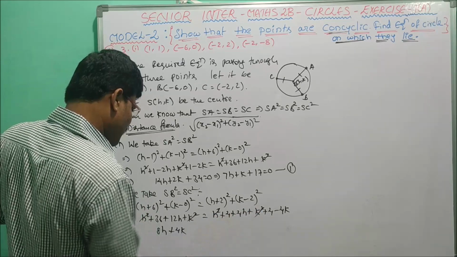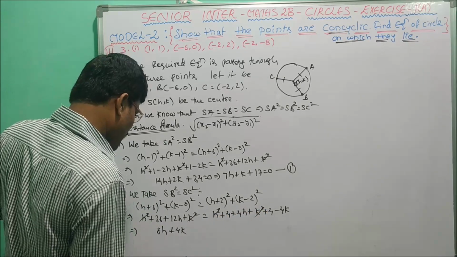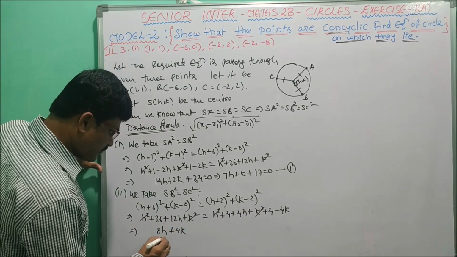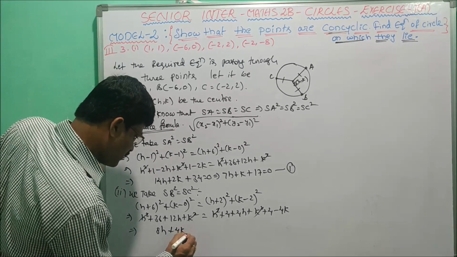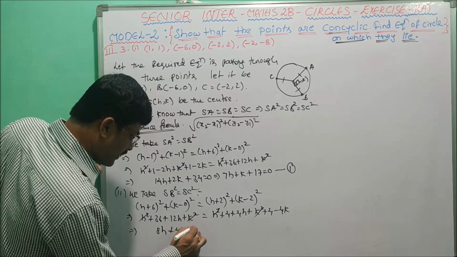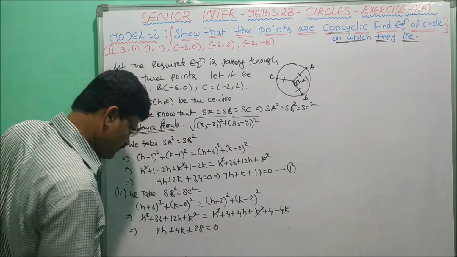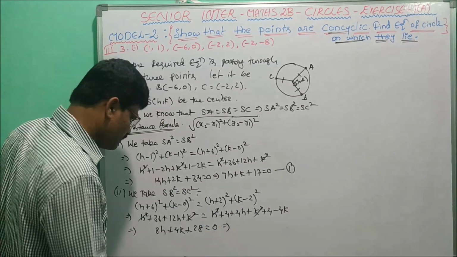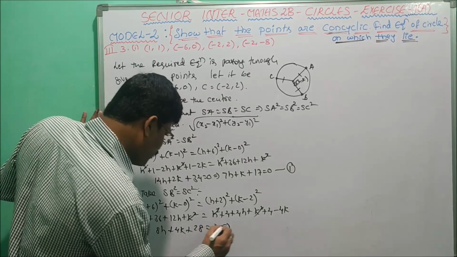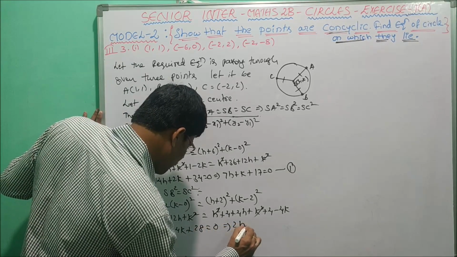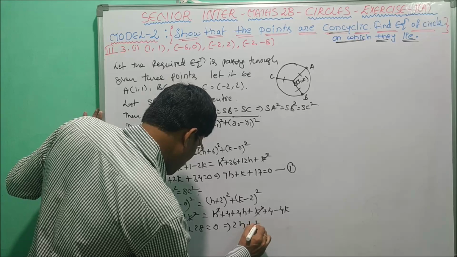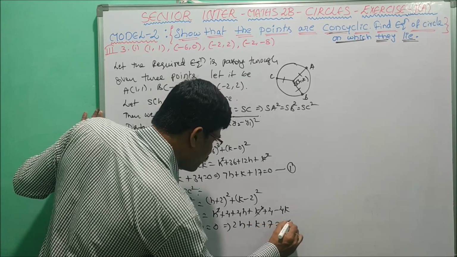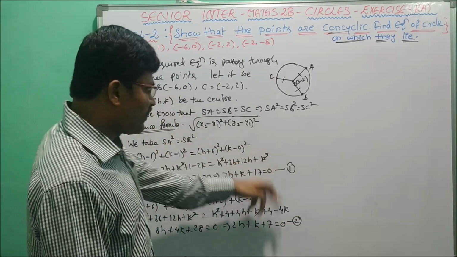The constant is 36 on the left and 4 plus 4, that is 8, on the right. 36 minus 8 means 28 equal to 0. Now divide by 4. This is 2h plus k plus 7 equal to 0, which is equation 2. Now solving equation 1 and 2.